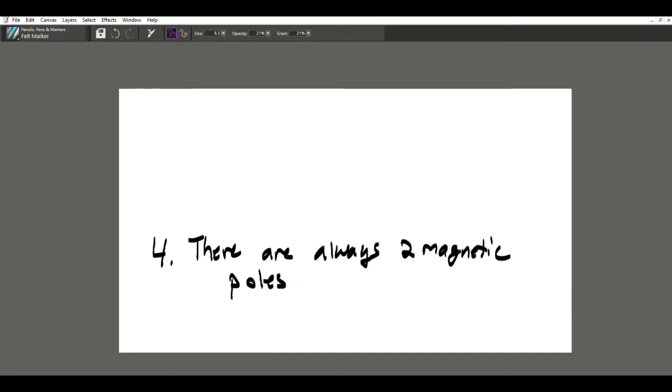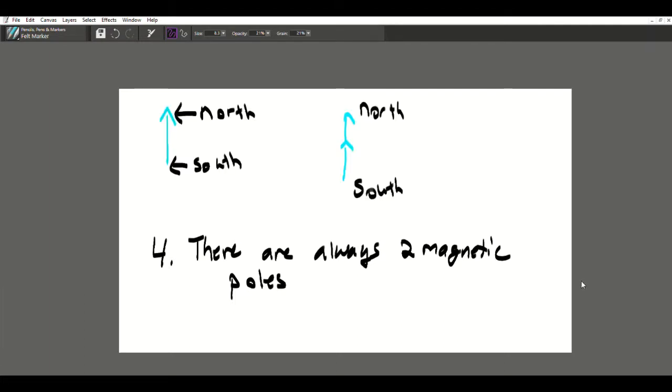Now on to point number 4. There are always 2 magnetic poles. Now, first question you probably ask yourself seeing that is why? Well, as we stated earlier, the magnetization of an atom is related to the electron motion, right? Oh God, I need to stop painting on invisible layers. The electron moves around, and as a result, it creates a vector.